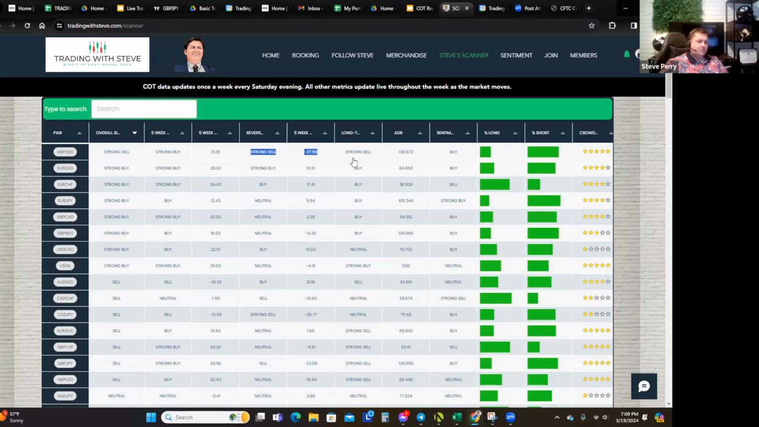That's these two columns. This column is just the long-term footprint. What's the long-term bias by the banks? And then these right here, these three actually, this column and then these two columns with the two green bars, that's sentiment. And then this very last column is the crowded market, which we've been talking a lot about recently.